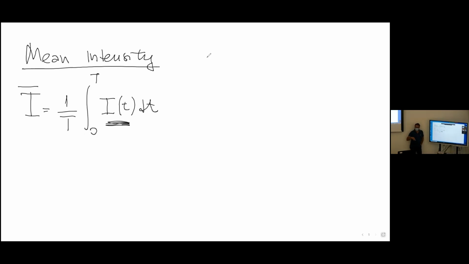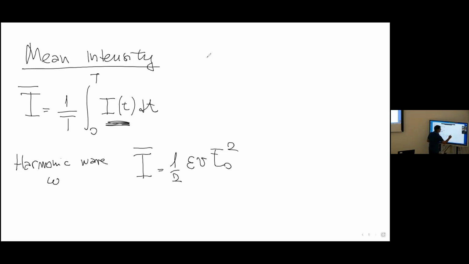Now, if you don't have a harmonic wave, with a very complicated time dependency, then it will be a complicated integral, but you ask MATLAB and it will calculate, okay? If you have a harmonic plane wave, it gets very simple. So for a harmonic wave, at a single frequency omega, the mean intensity is simply 1/2 epsilon v, the amplitude of the electric field. Be careful now, the quantity that is here is, remember, the electric field in a harmonic wave is written like this.